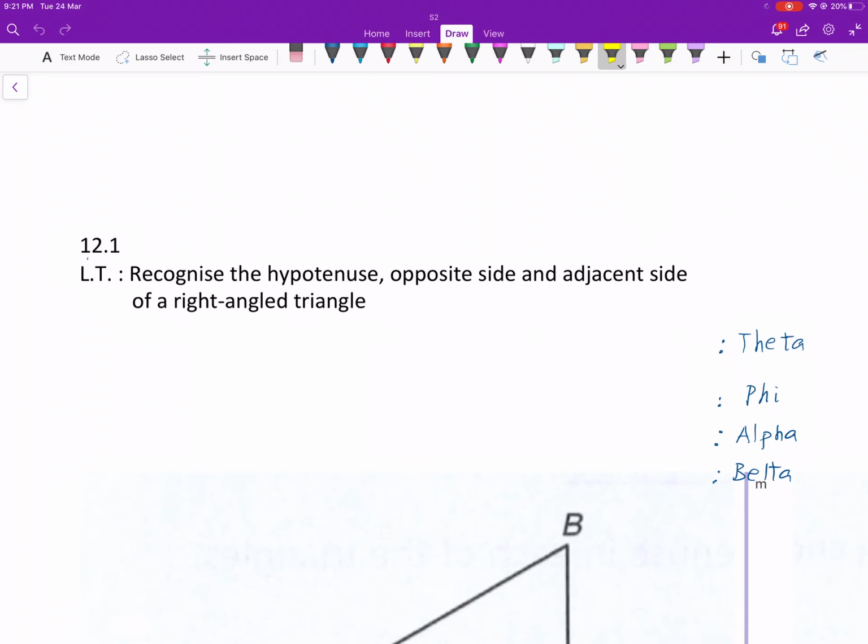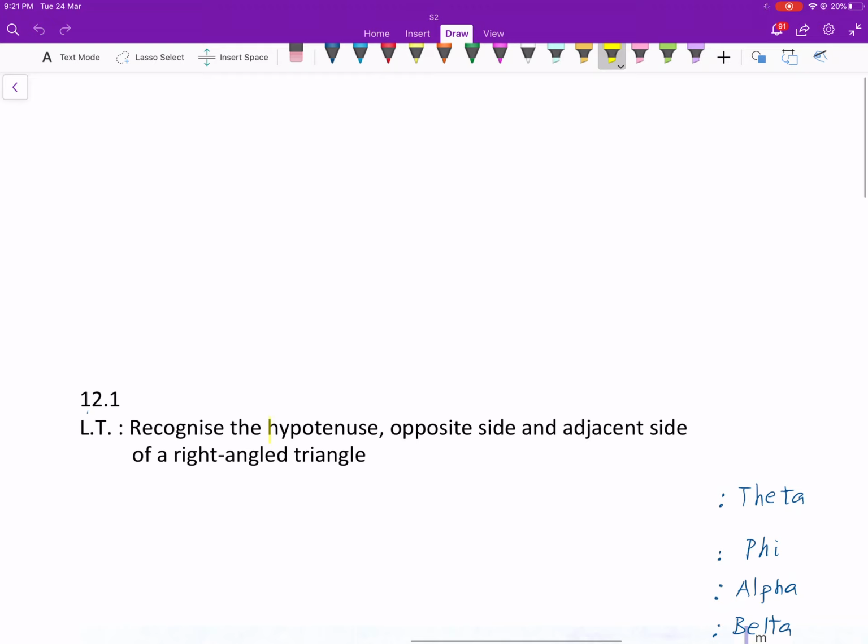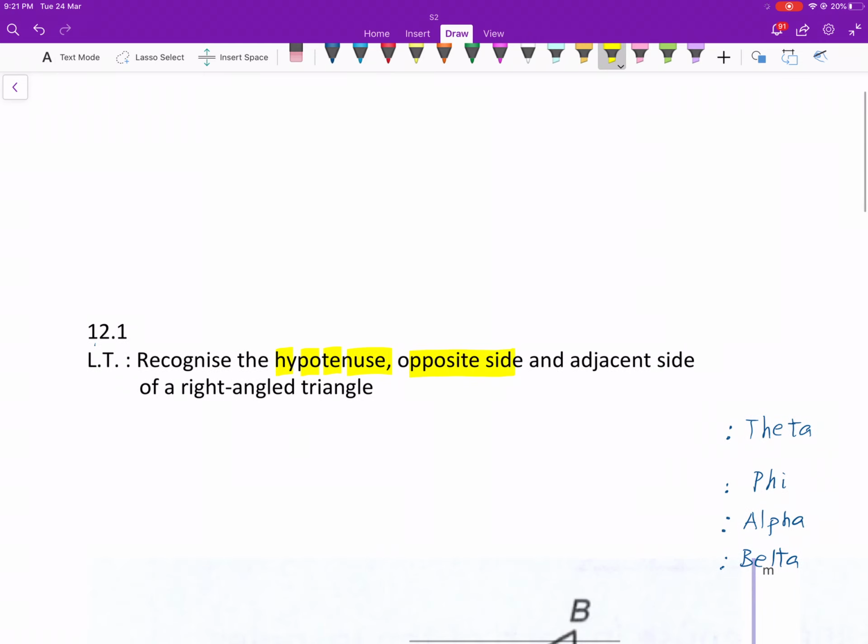Recognize the hypotenuse, and the opposite side and the adjacent side of a right angle triangle. So still remember that a right angle triangle is a triangle with one of the angles being 90 degrees. So we will focus on right angle triangles in this chapter.